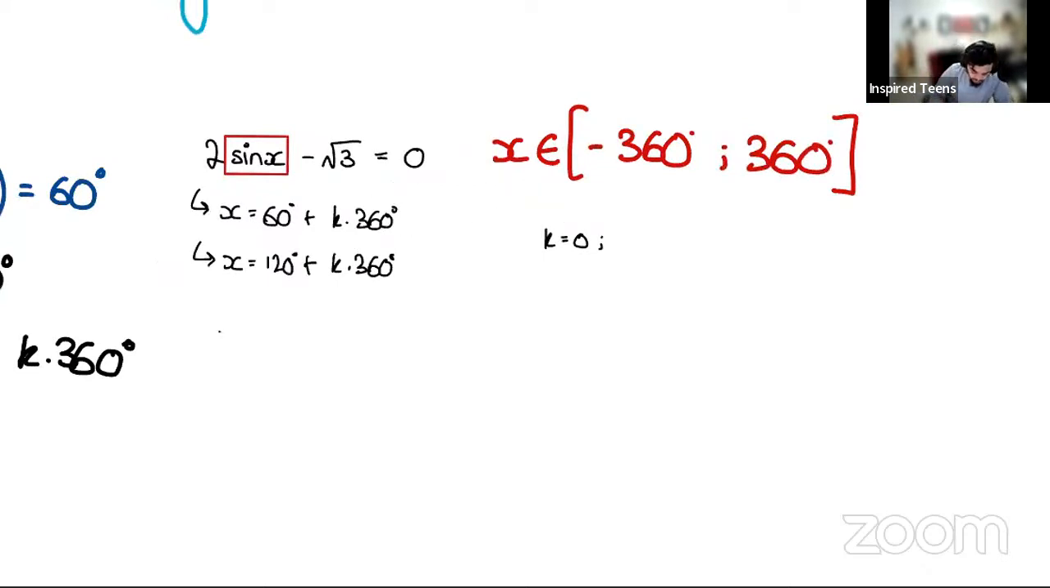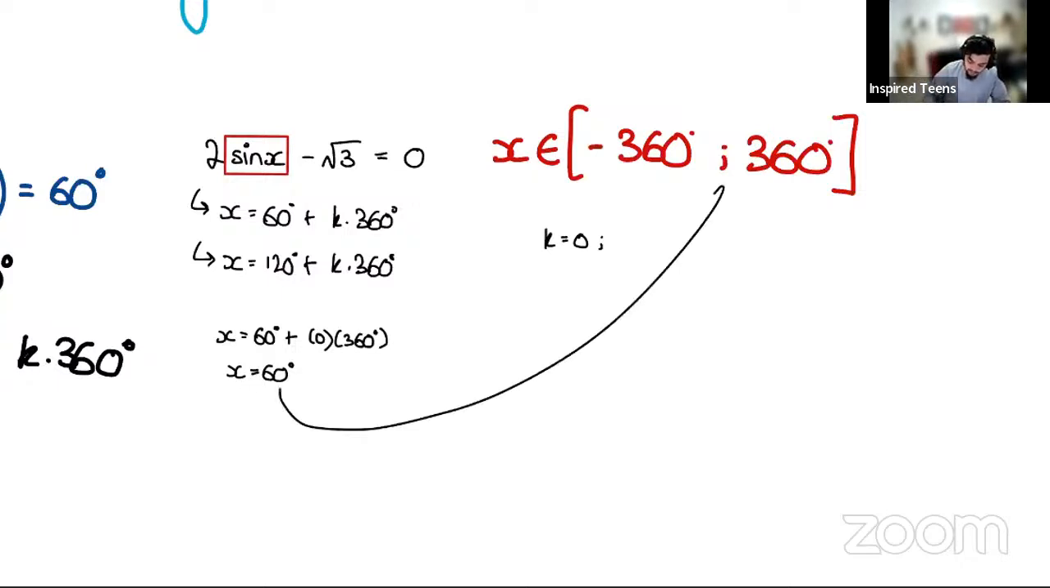If we do it for the first one, you don't have to write all of these out. You're going to do it just in your calculator. I'm just writing it out so that you understand. Of course, this is going to simplify as x is equal to 60. So when you substitute 0 for k in the first equation, you get an x angle of 60, and 60 fits within that interval.